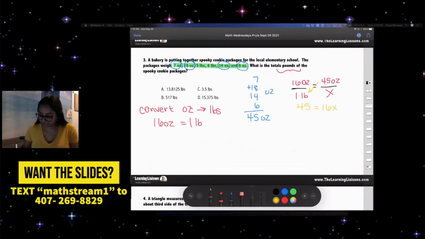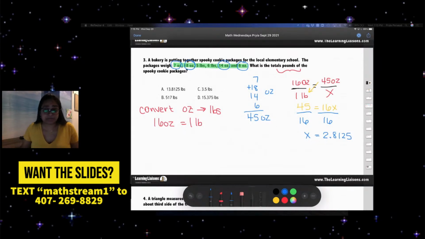Remember, we need to solve for x by itself. So we have to get the 16 away from our x. Remember, we don't like our x's for whatever reason, and we need everybody else away from them. So let's move that 16 over. We're going to divide both sides by 16. And when we do 45 divided by 16, x is equal to 2.8125.